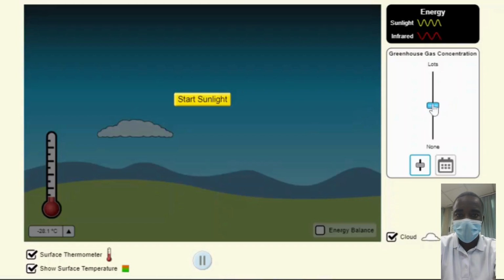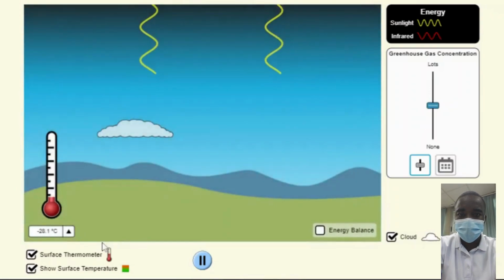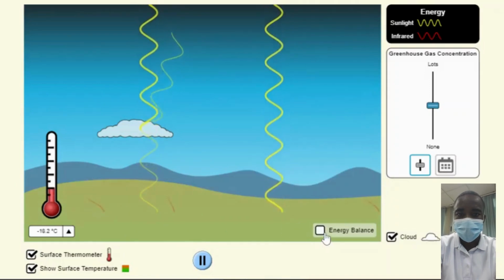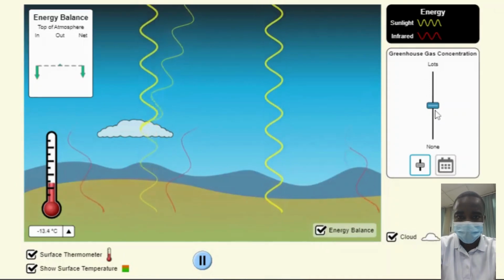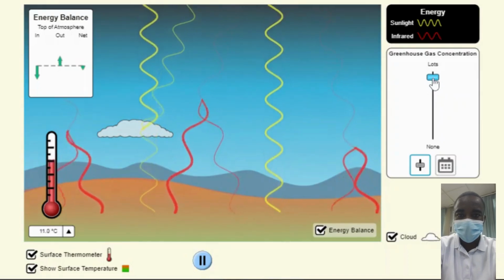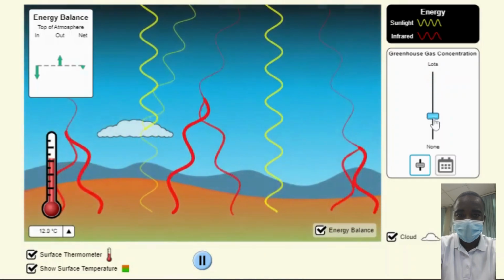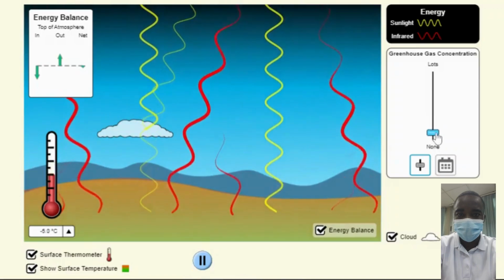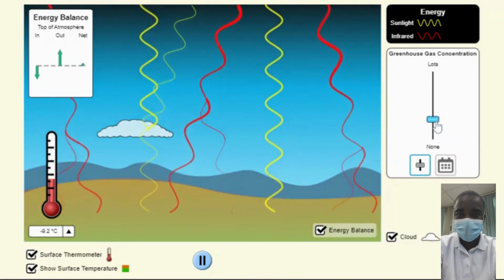The greenhouse effect simulation is an interactive educational tool designed to help students understand the principles and impacts of the greenhouse effect on Earth's climate. By providing a hands on approach to exploring the interactions between greenhouse gases, infrared waves, and surface temperature, the simulation offers a comprehensive learning experience that covers the fundamental concepts of the greenhouse effect.